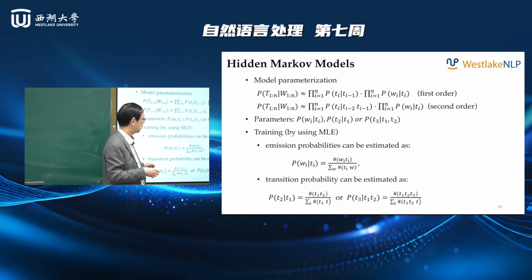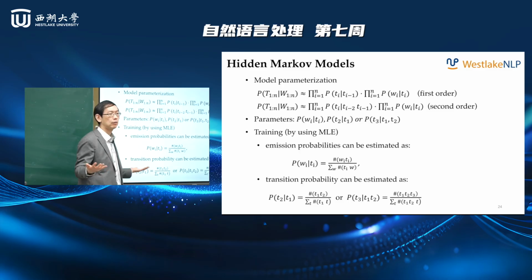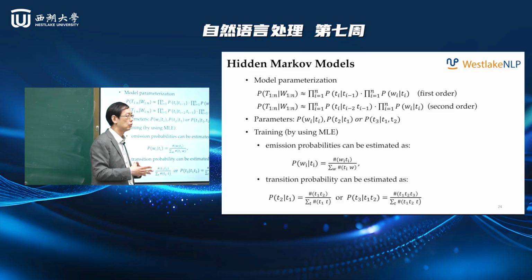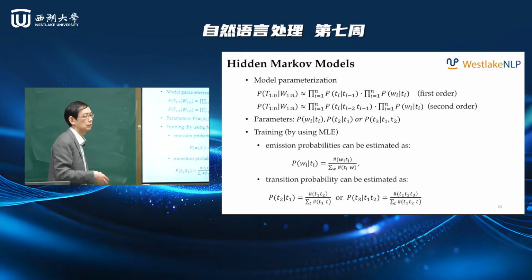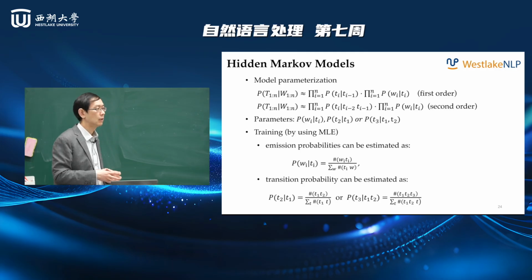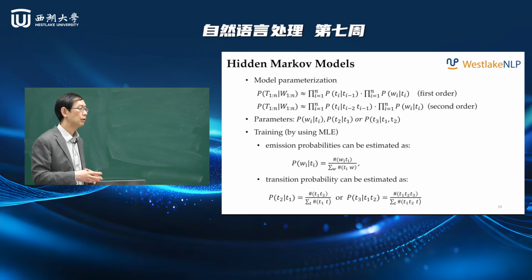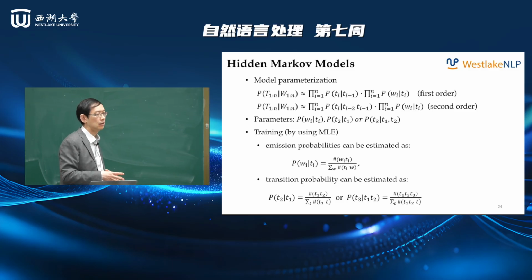And how do we train tag bigram, tag trigram probabilities? Oh, we have already learned bigram, trigram language models. So it's the same, right? We only count tag bigrams, tag trigrams, and we can count these probabilities. And of course, you need smoothing. I think in your labs, you all know the importance of smoothing, right?